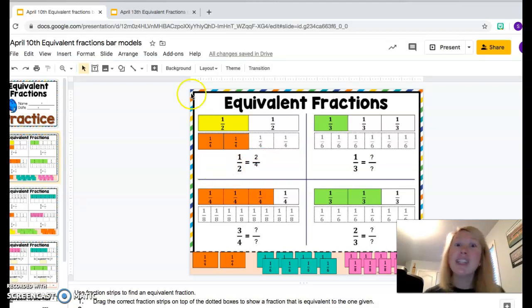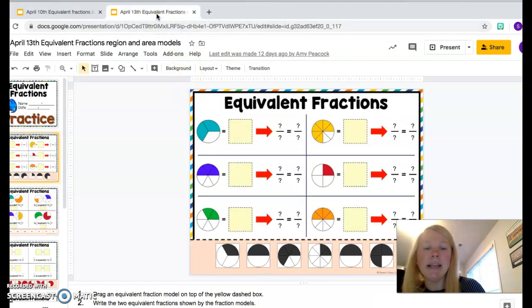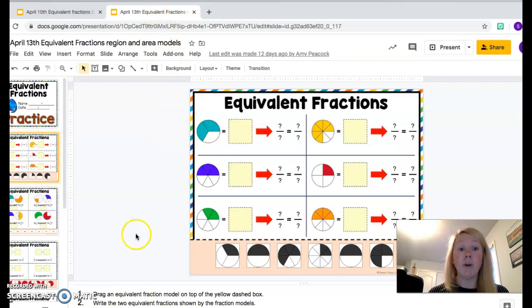Okie doke. So let's look at today's assignment. In today's assignment, we're again talking about equivalent fractions. Please make sure that you are reading the directions at the bottom of every slide. So on slide 2, you have to draw an equivalent fraction model on top of the yellow dashed box and then write the two equivalent fractions shown by the fraction models. Well, all you have to do is look at the very first model and ask, what other pie piece looks to shade the same amount as this pie piece right here?